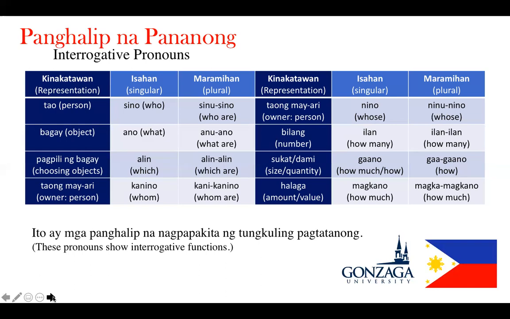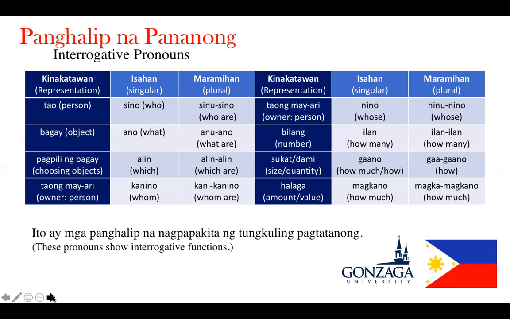But if I would say, Eva, kani-kanino ang mga sisidlan ng tubig na iyan? If you notice, mga sisidlan, I'm using mga already because kani-kanino is for plural. So Eva, kani-kanino ang mga sisidlan ng tubig na iyan? Kay Piper at? Okay, that's correct.